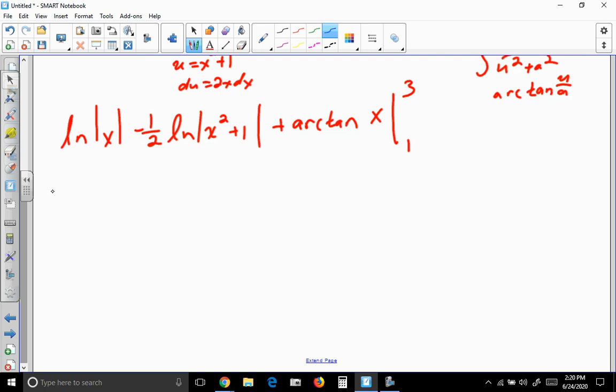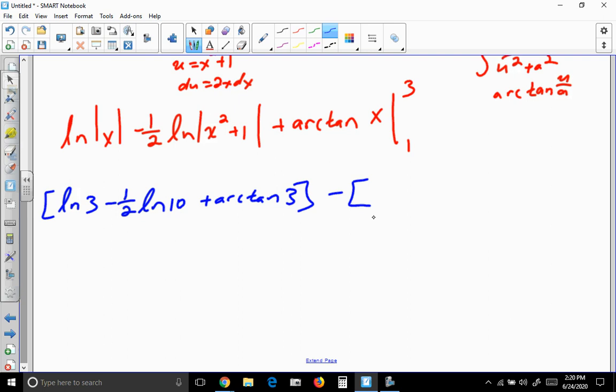So we're going to put 3 in: minus 1/2 natural log of 3 squared, 9 plus 1, so 10, plus arctan of 3. And then we're going to plug in a 1. We're going to do natural log of 1 minus 1/2 natural log of 1 squared, so 1 plus 1, plus arctan of 1. And we're going to put that in our calculator and get a decimal.